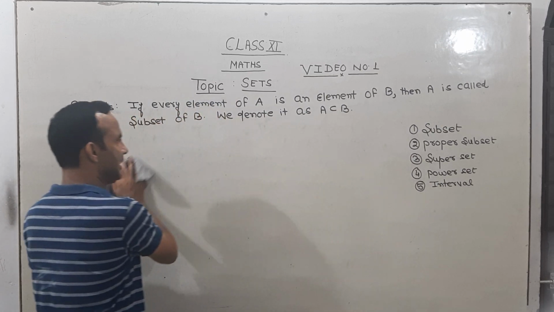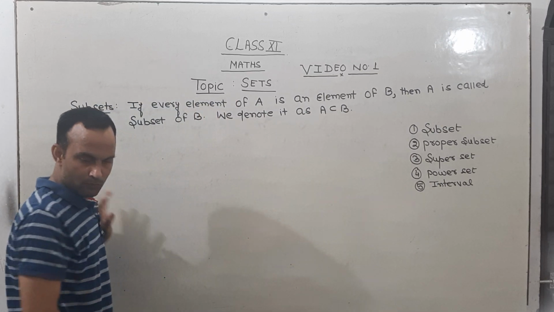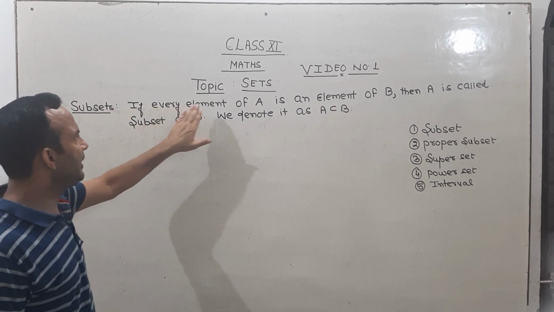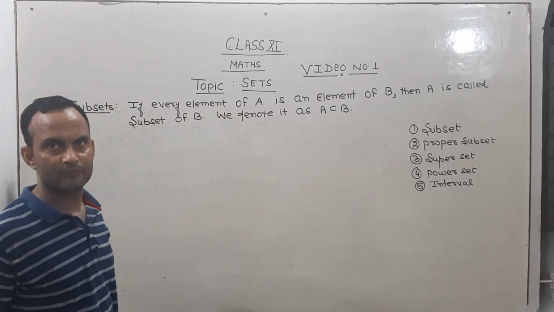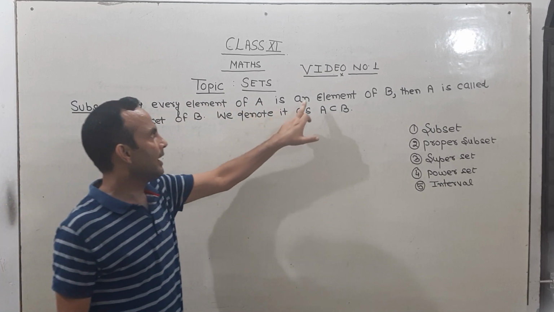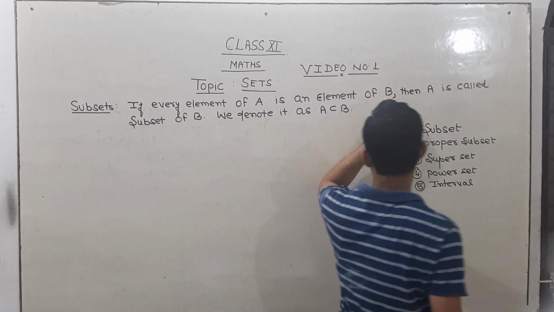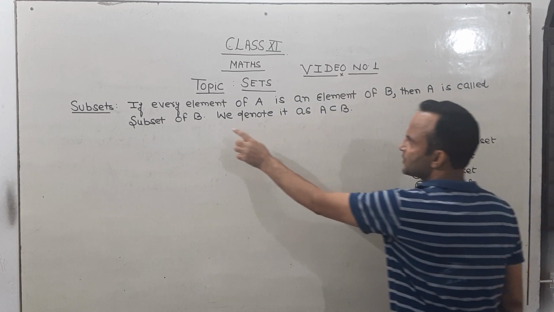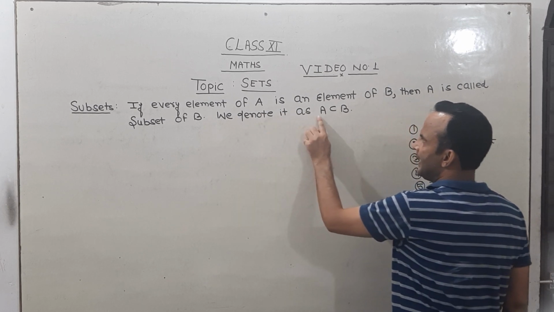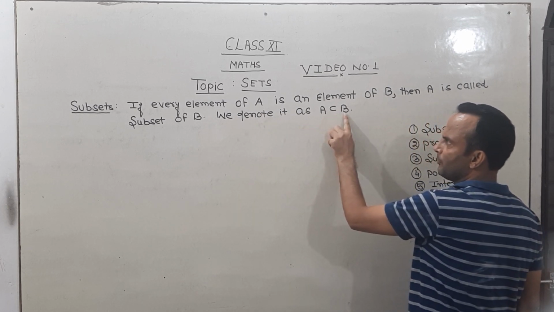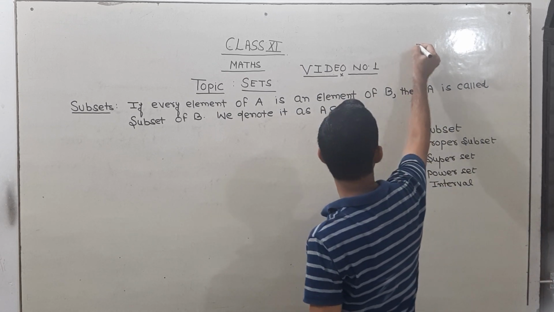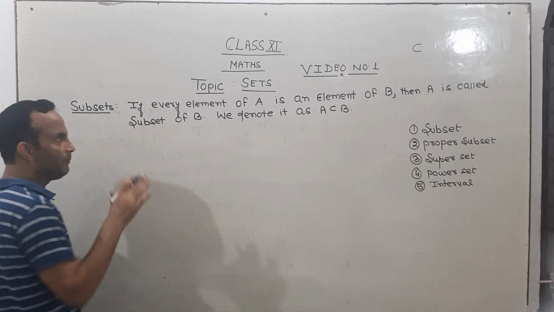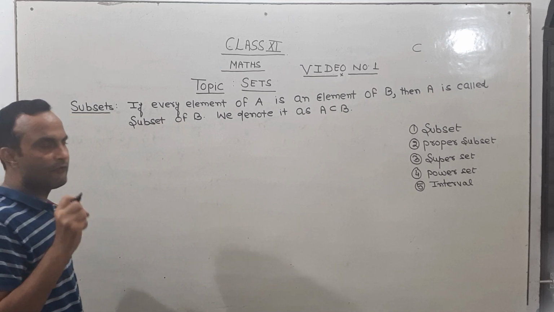What is the meaning of subset? My dear students, see the definition of subset. If every element of a set A is an element of another set B, then A is called a subset of B. We denote it as A is a subset of B. This is the symbol for subset. This definition can be cleared with the help of an example.